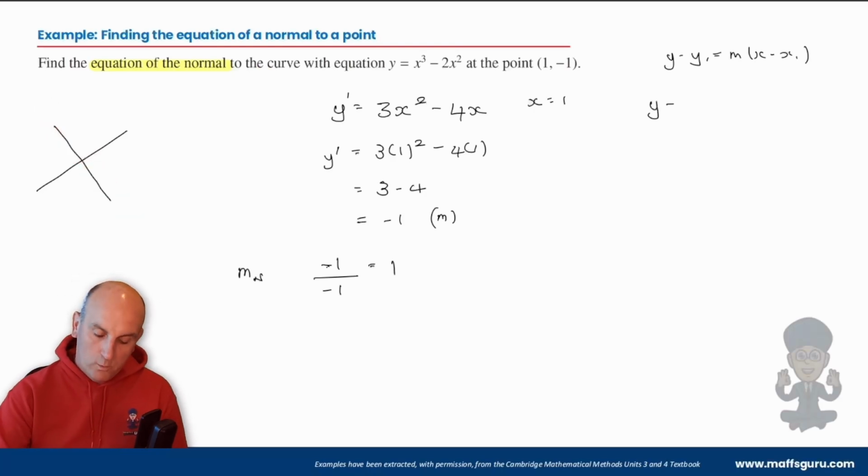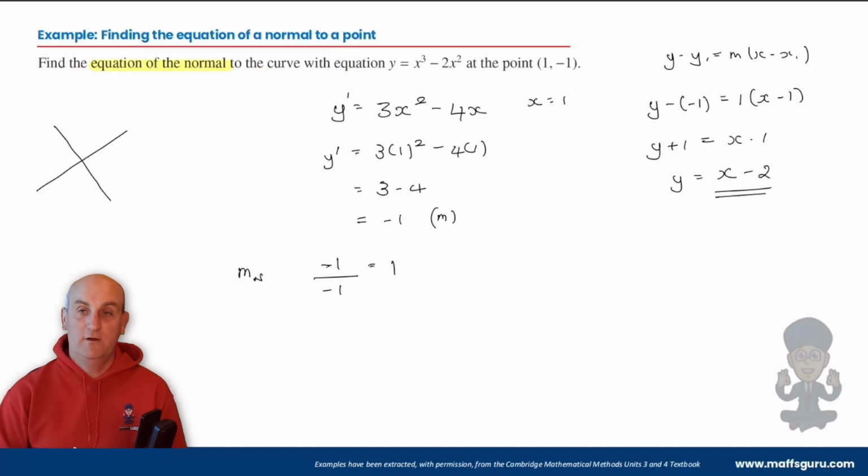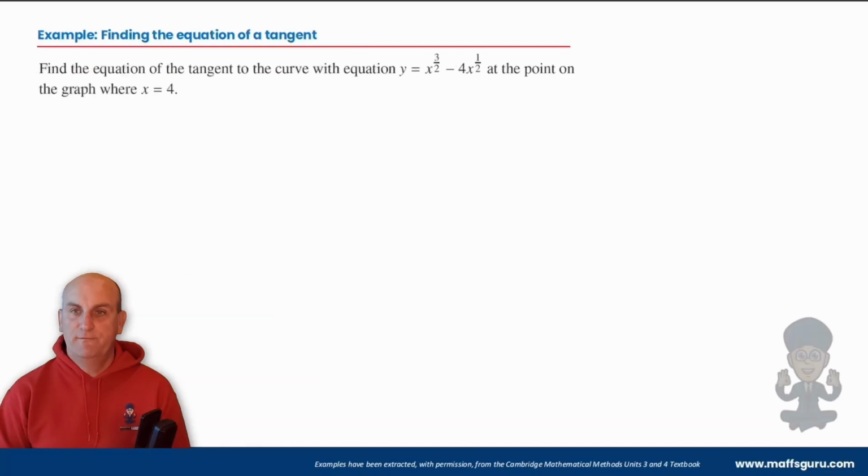Okay, so y minus y1, which is -1. Notice I use brackets because the brain sort of trips over these minus signs, is equal to the gradient of 1, x minus x1, which is 1. So it's going to be y plus 1 is x minus 1. And so in that situation, y is equal to x minus 2, ka-ching, and there is the equation of my normal. Another example, find the equation of the tangent to the curve with equation that.